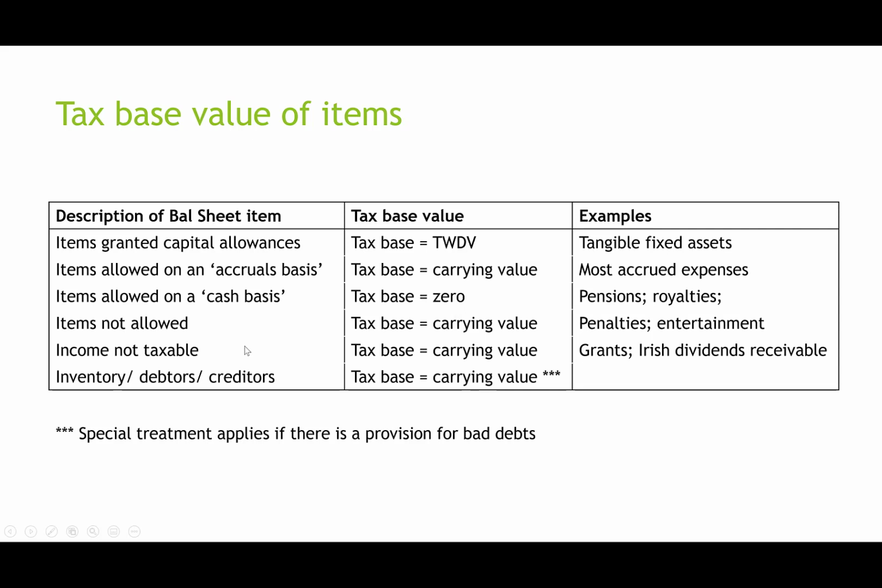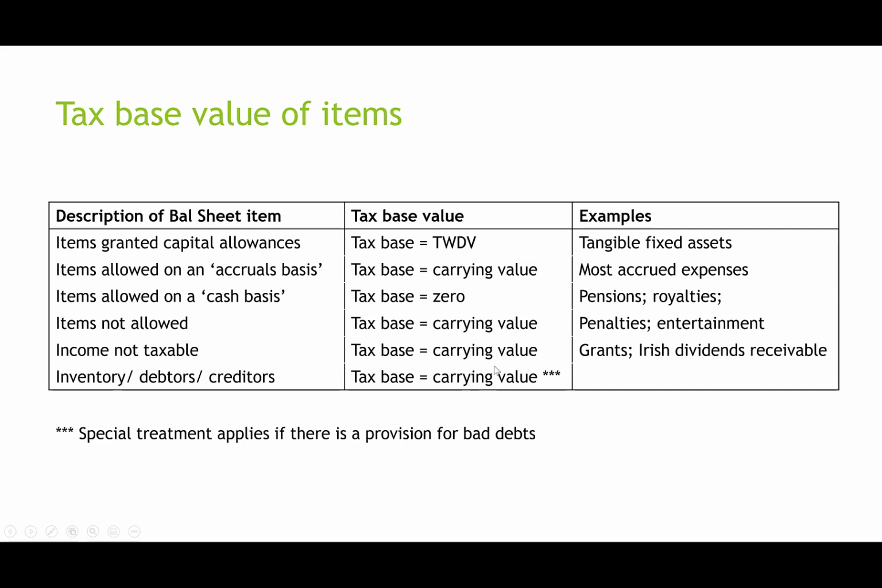For permanent difference items, now these are items which are either expenses which are always added back and never deductible in any context for tax purposes. The examples indicated: penalties, entertainment expenses. These are permanent differences, so they cannot give rise to deferred tax, so the tax base must match the carrying value. Okay, there must be a 0 difference between tax base and carrying value.